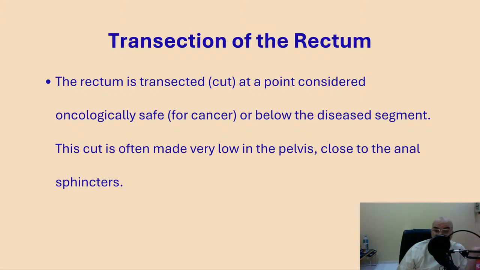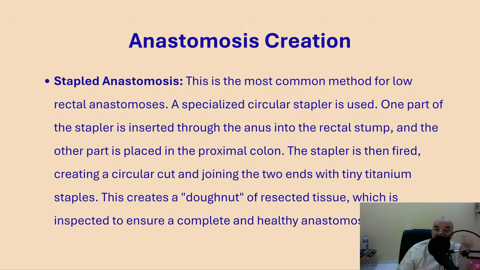Transection of the rectum: it's transected or cut at the point considered oncologically safe, as we say, for the cancer, or below the diseased segment. And this cut is often made very low at the pelvis, close to the anal sphincter, so it depends on how they will end up.